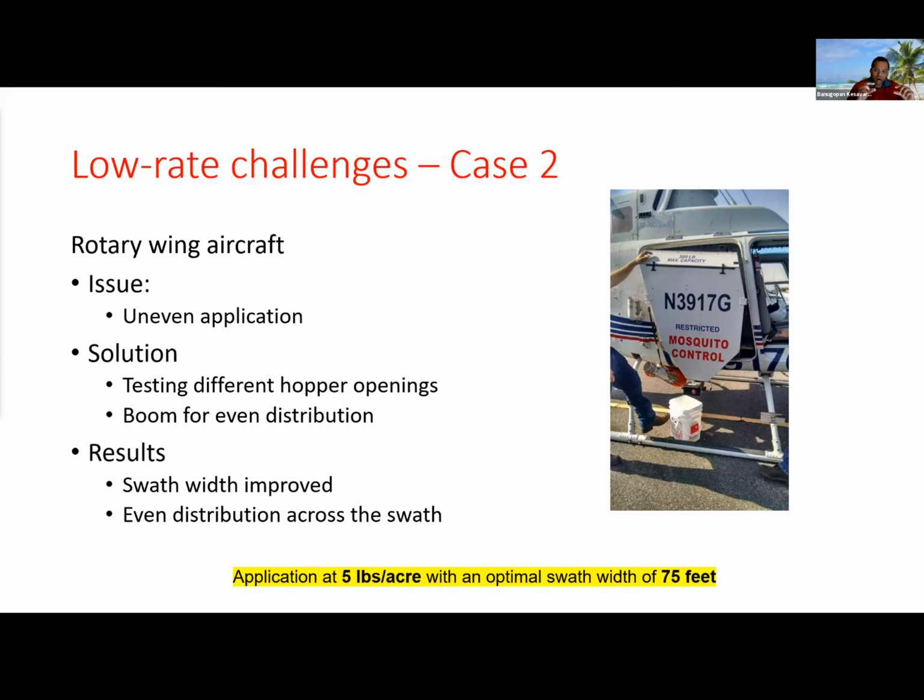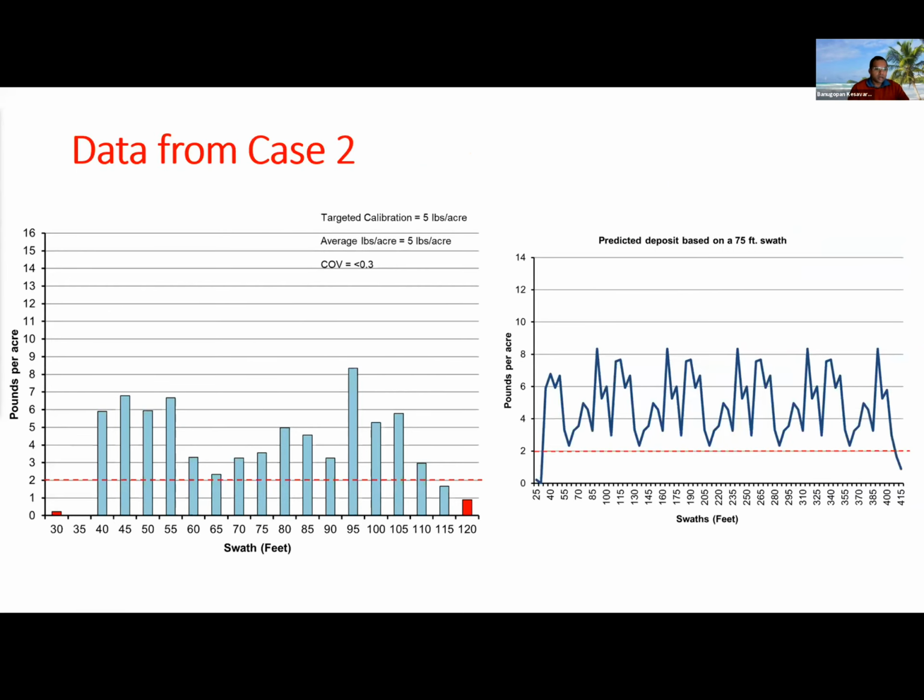And you have smaller hopper openings, testing those different types of hopper openings, and the boom that was there helped in alleviating the problem, so you have more even distribution across the path. For this one, it was 5 pounds per acre, and the optimal swath was 75 feet. There are a couple of graphs here, and if you see on the left, again, even distribution, no issues. COV was 0.3, which is good, and that's what you want it to be. On the right side, if you see the simulation, the graphs look really good for application.